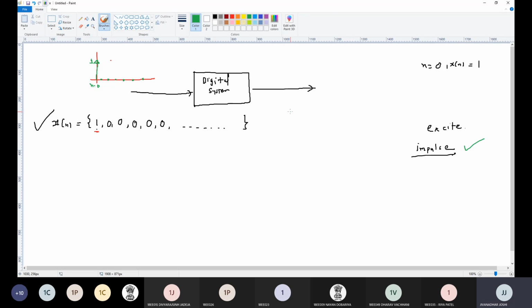And now, from the time n equal to 0, I have started recording the output also. मैं जैसे ये impulse देता हूँ, मैंने क्या किया? Output को record करने की भी शुरुआत कर दी कि n equal to 0 पे output क्या आया हुआ था, n equal to 1 पे output क्या आया, n equal to 2 पे output क्या आया, n equal to 3 पे output क्या आया, n equal to 4 पे output क्या आया.